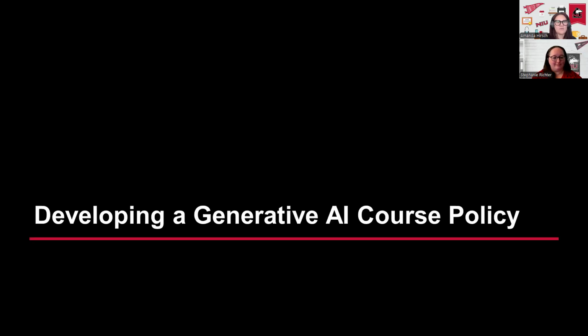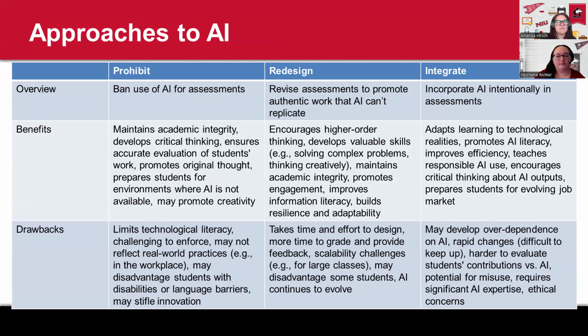Great, and that leads into our next topic, which is developing a generative AI course policy. This is really going to depend on what level you want to have these course policies, the ability for students to use AI, interact with AI. There are three different approaches to AI that we've outlined here: prohibiting, redesigning, and integrating. Prohibiting bans the use of AI for assessments.